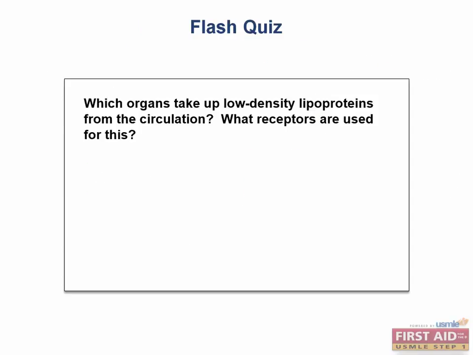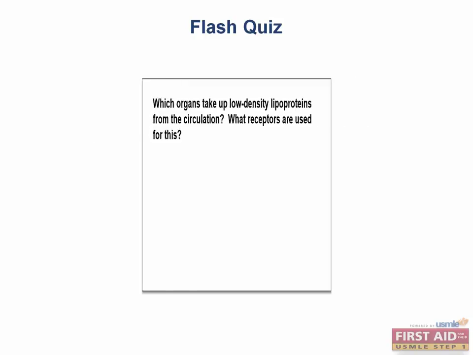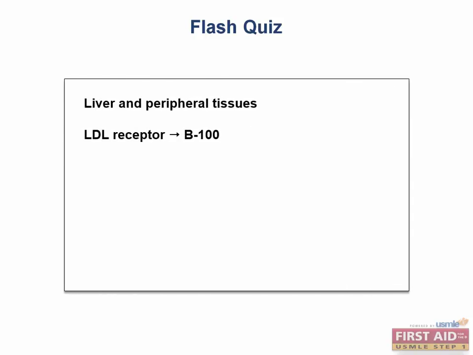Okay, flash quiz time. Which organs take up low-density lipoproteins from circulation? And what receptors are used for this? I'll give you a sec. Well, the liver and peripheral tissues both have receptors to uptake LDL from circulation. This receptor is specifically the LDL receptor, which recognizes the B100 apolipoprotein on LDL.